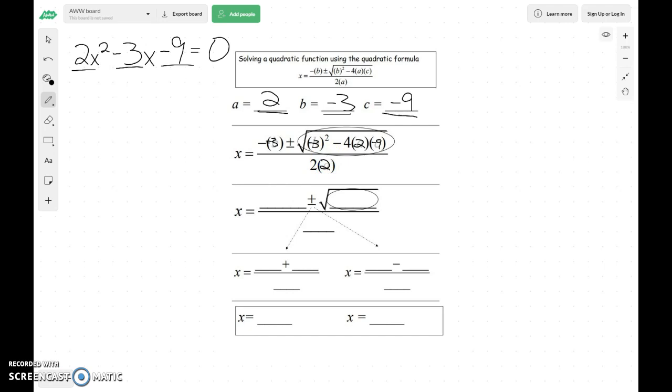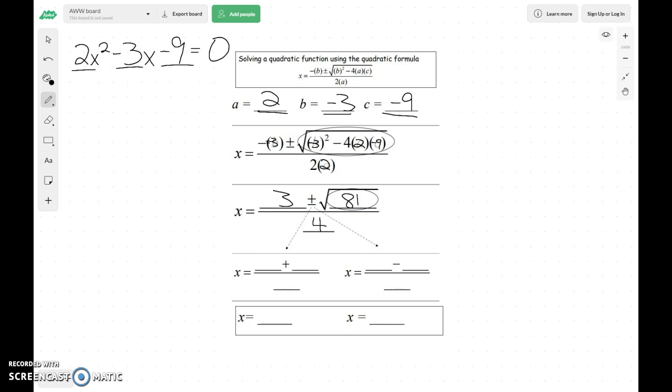So to simplify this and to break it down, we're going to have negative times negative 3, which is going to make a positive 3. We're going to have 2 times 2, which is going to give us 4. And then we're going to use our calculator to determine what our other answer is going to be. So in this problem, we're going to have parentheses negative 3 squared minus 4 times 2 times negative 9. And when we do that, we're going to solve this part in the circle and get 81.